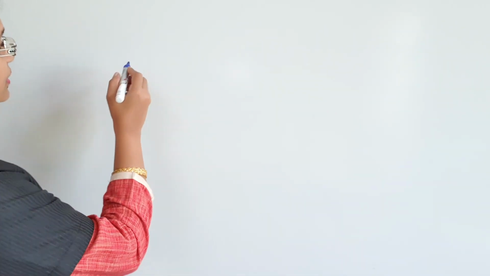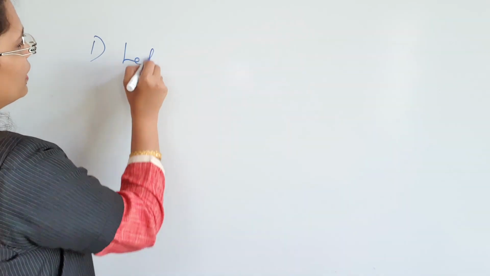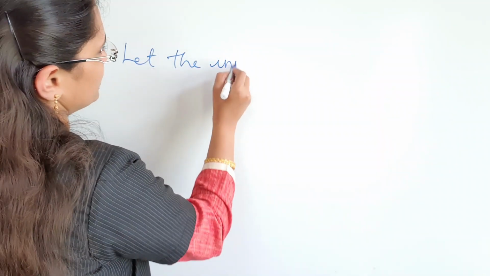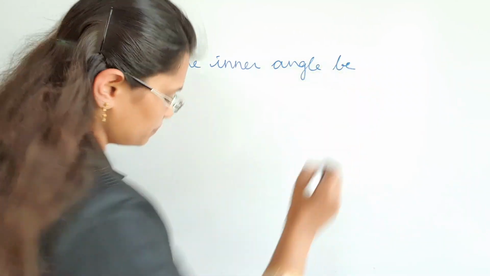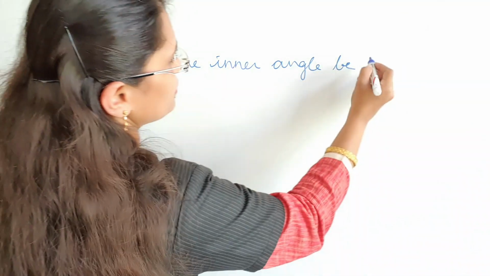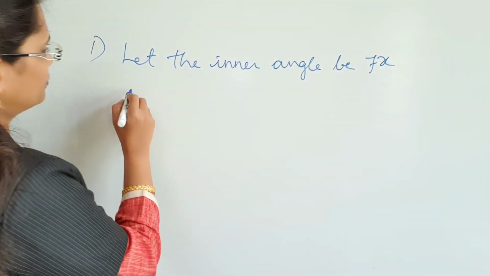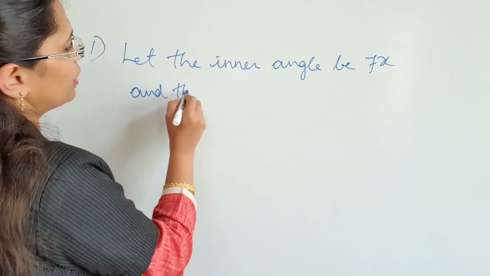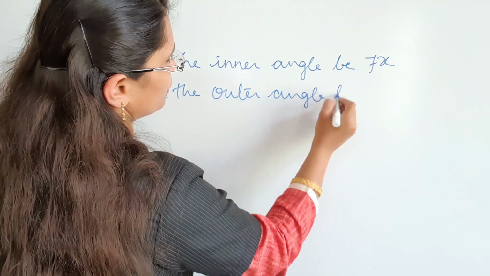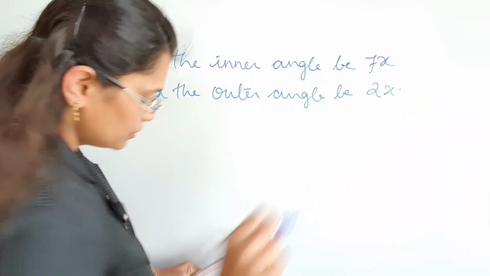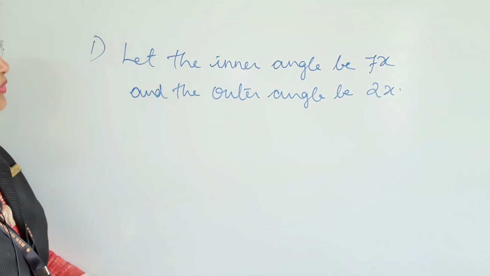Let's do this. So children, you can write the ratio of the inner and outer angle is 7:2. So you can write, let the inner angle be 7x and the outer angle be 2x, right?